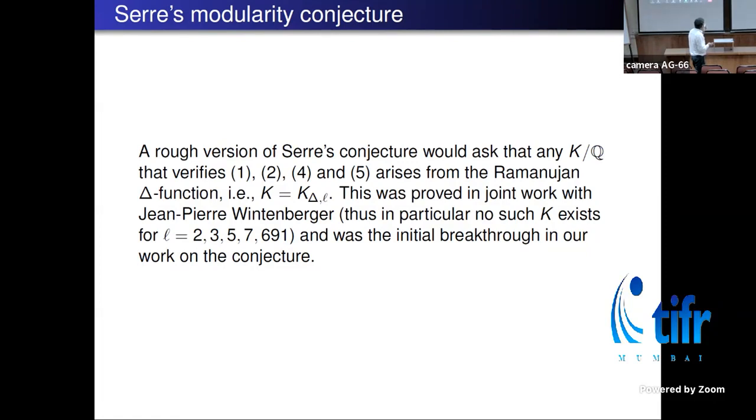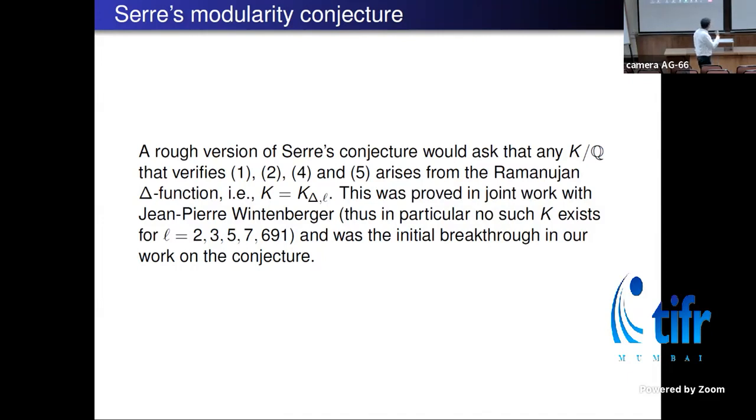And somehow the inertial behavior looks like it comes from weight 12, which is to say it has one of these two behaviors, right? So somehow it's a more constrained kind. Then one could ask, is such an extension equal to K_delta,L? Right? So somehow it's a converse question. How can you characterize which extensions with certain properties come from the delta function?